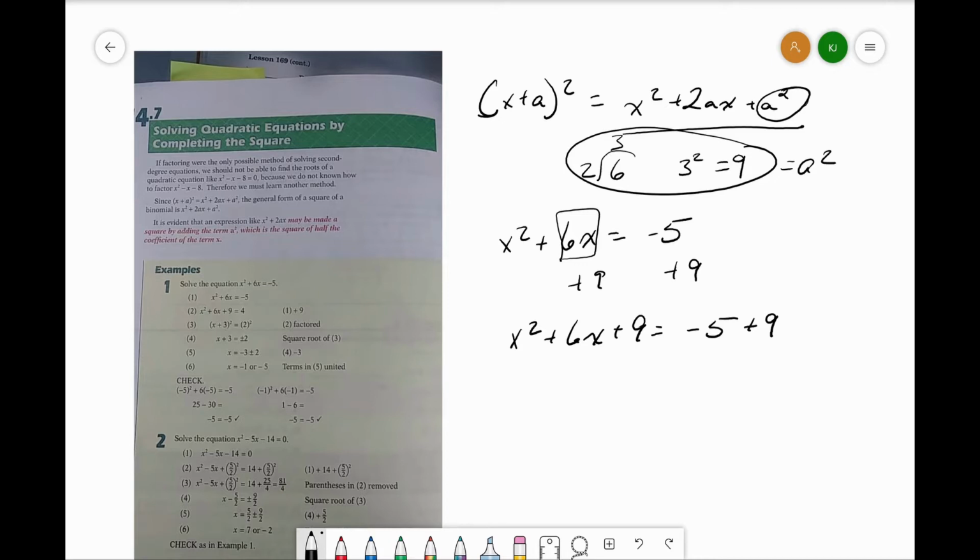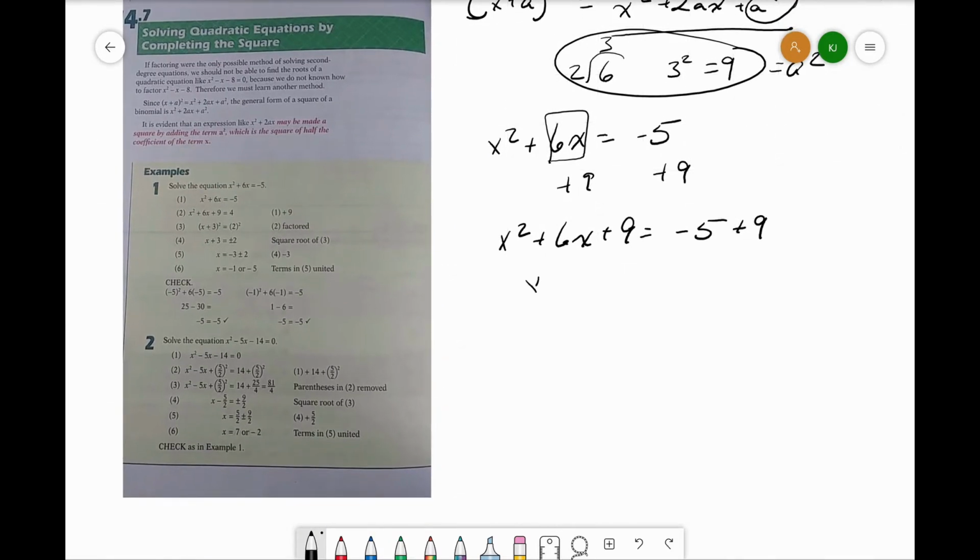Alright? So now x squared plus 6x plus 9 equals negative 5 plus 9, which is just 4. Now it's in a method that we're more comfortable with, and we can start working on it from here. So now we can factor this, which we can see is going to be x and x. And we already know, because we've done it, that 3 is what we're going to need, because we need 3 plus 3 and we also need 3 times 3. So we can have 3 and 3.